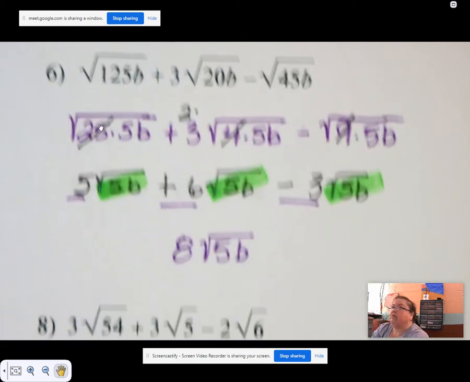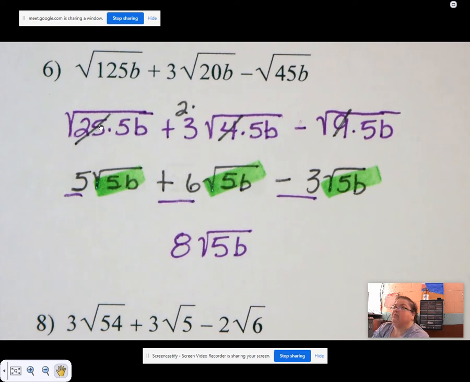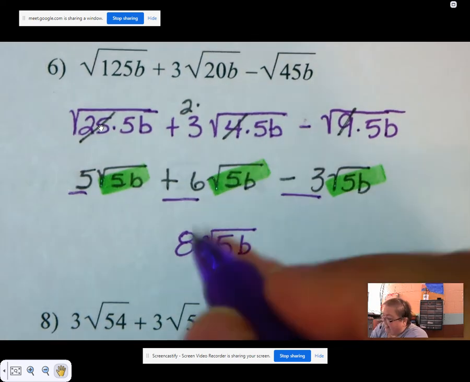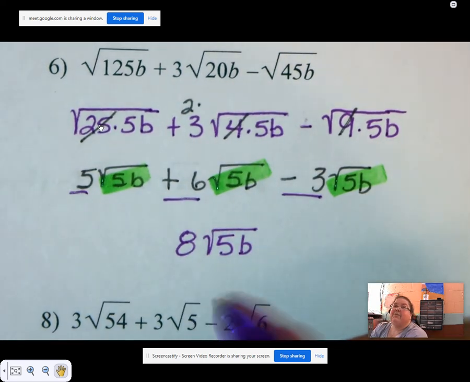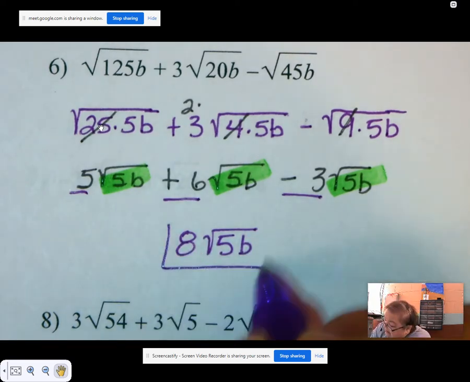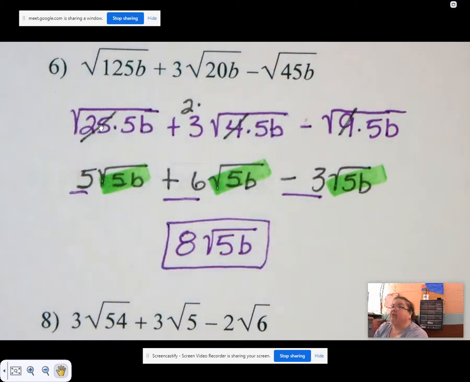There's always one in the group that can't add or subtract. It's okay. Y'all know most of the time it's me, right? I'm just saying. Okay, so my final answer is 8 root 5b.